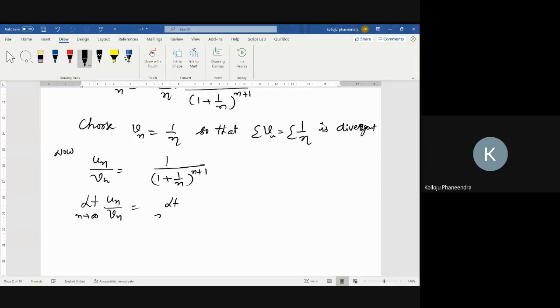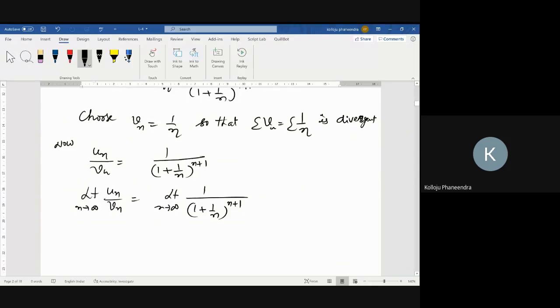So the limit as n tends to infinity of 1 by 1 plus 1 by n whole power n plus 1. What is the value? What is the limit value? 1. Limit value 1. Yes, sir. It is of the 1 power infinity form. Whenever n tends to infinity.